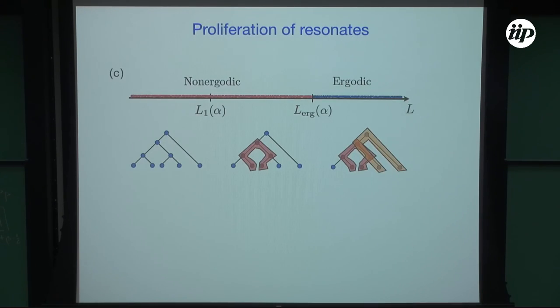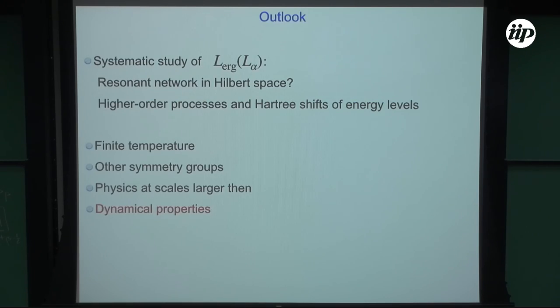Let me summarize my result in two sentences. Considering the eigenstates of my system for sufficiently strong disorder, we predict that there are several length scales. First, in sufficiently short systems, the trees are just perfectly good eigenstates of the system. There are no resonances that can destroy them. Then, as the system size is increased, resonant transitions start to appear beyond some length scale that depends on the disorder. And finally, at even larger system sizes, ergodicity is established by the proliferation of the resonant transitions. These are my conclusions.